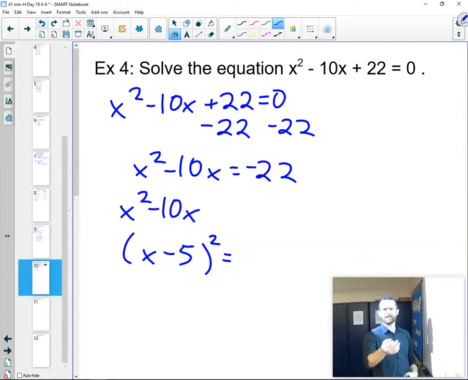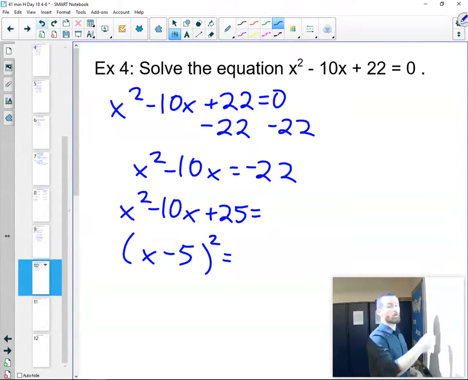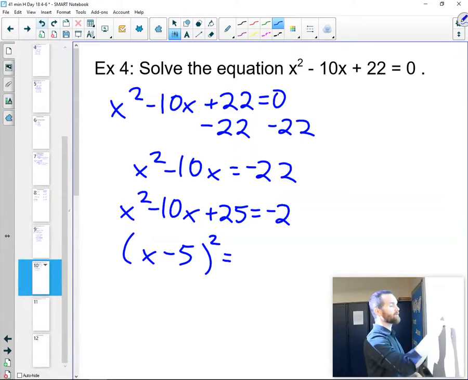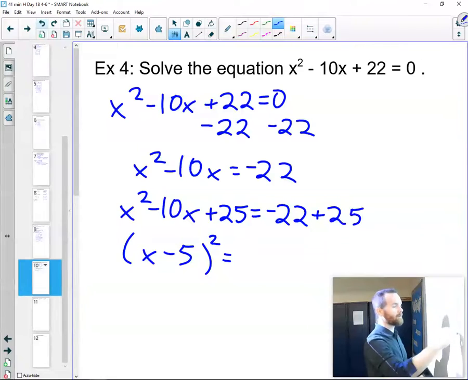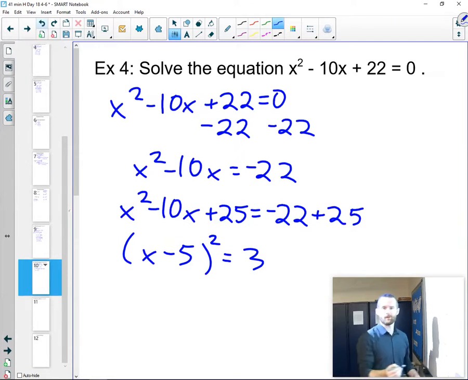But then there's the third term that completes the square there. So let's see, that's negative 5 squared. That would be plus 25. So we added 25 on the left side, so we add 25 on the right side, and we end up with a positive 3.